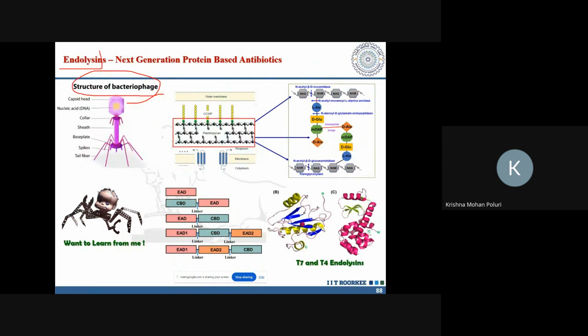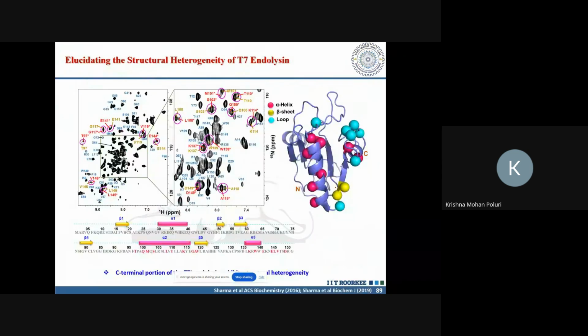Okay, so these endolysins are essentially considered next generation antibiotics. The reason being they can kill the bacteria. So now there are various endolysins. Now I will show you one of the endolysins, which is the T7 bacteriophage endolysin. If you see this T7 bacteriophage endolysin, you see again some of the residues, not all the residues have doubled, but some of the residues have doubled. L108, 101, 103.